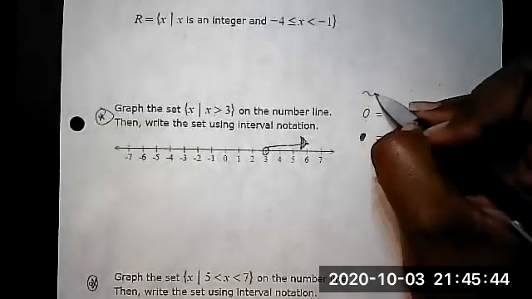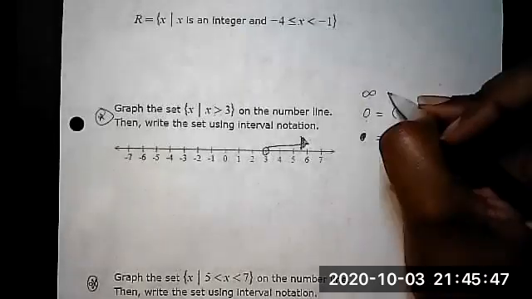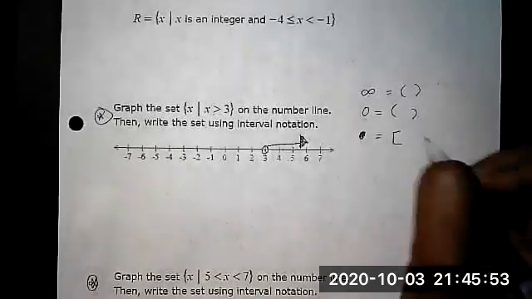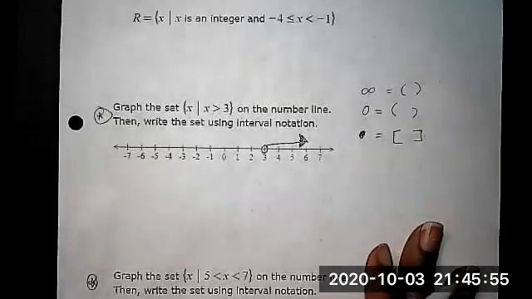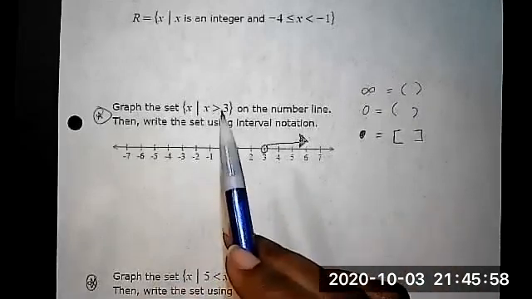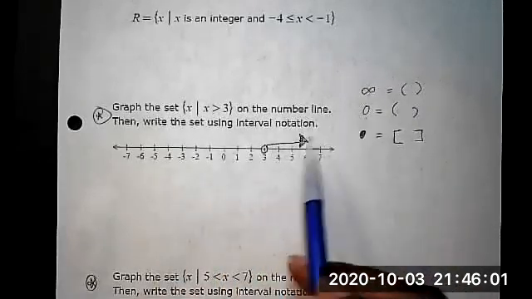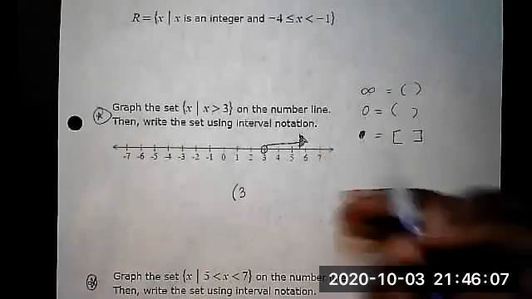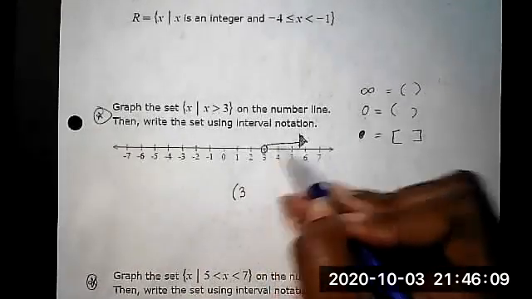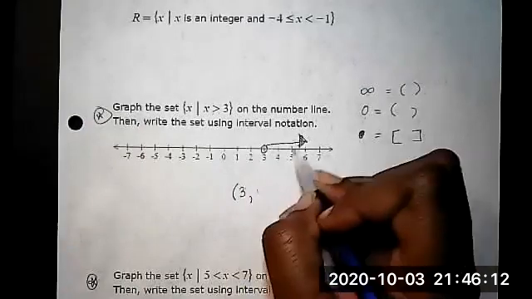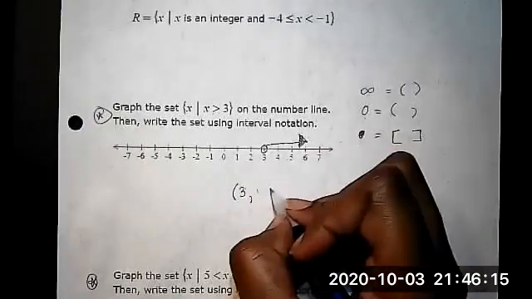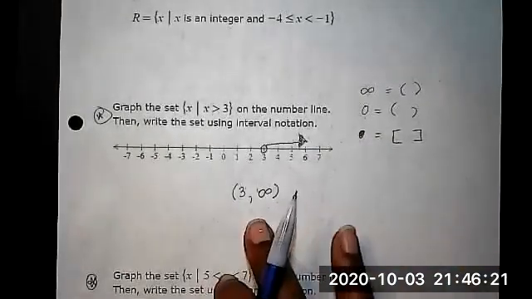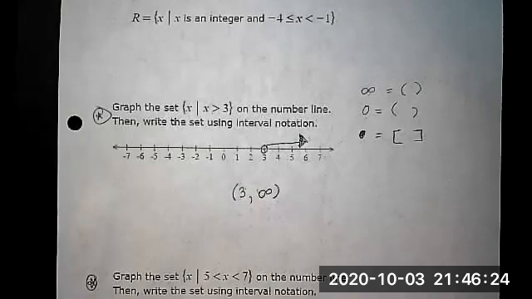You also should know that infinity always has a parenthesis with it. In this particular case, you're going from 3, and it's an open circle, so I'm putting a parenthesis. Then it goes to infinity, since the arrow goes on forever this way. So 3 to infinity, and infinity always has a parenthesis with it. That is your interval notation in this situation.